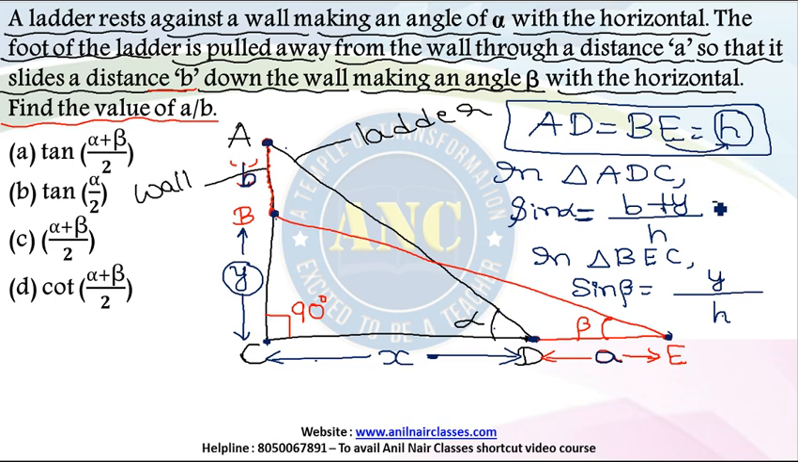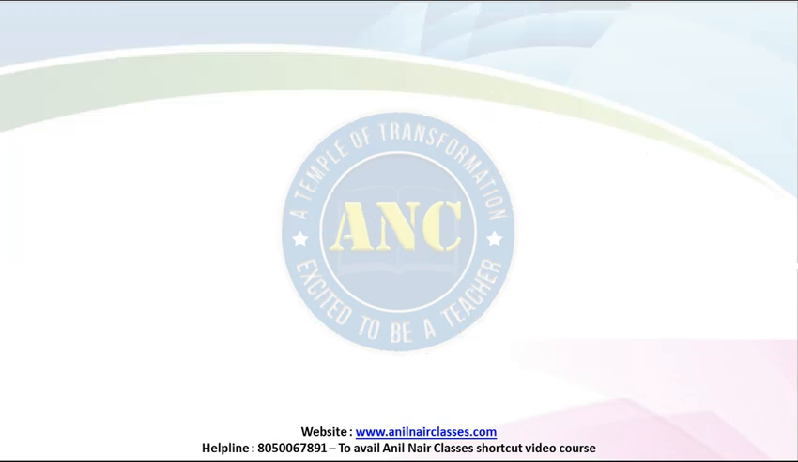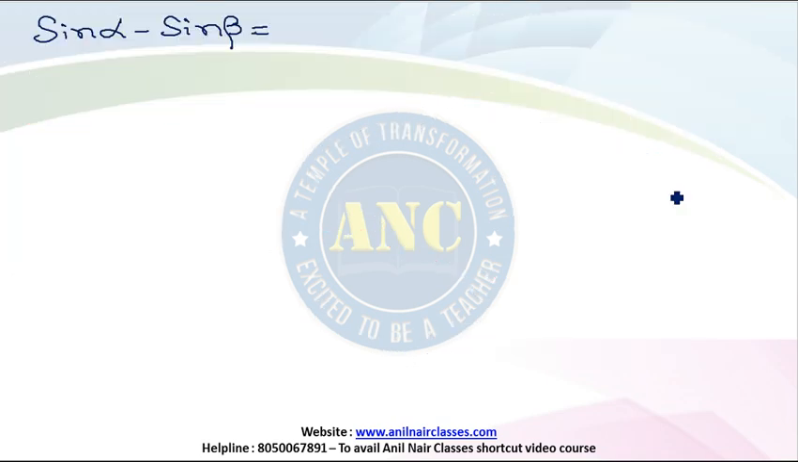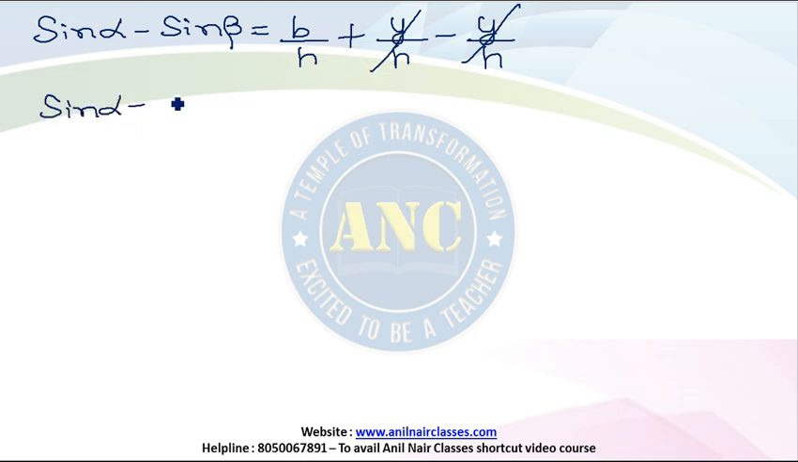Now this is my equation 1. This is my second equation. Let me subtract both the equations: sine alpha minus sine beta. All these you need to do when the angles are not given. There is no other way. Sine alpha is B by H plus Y by H, and sine beta is Y by H, and this Y by H will cancel. So I get sine alpha minus sine beta is equal to B by H. Now this is my equation 3.